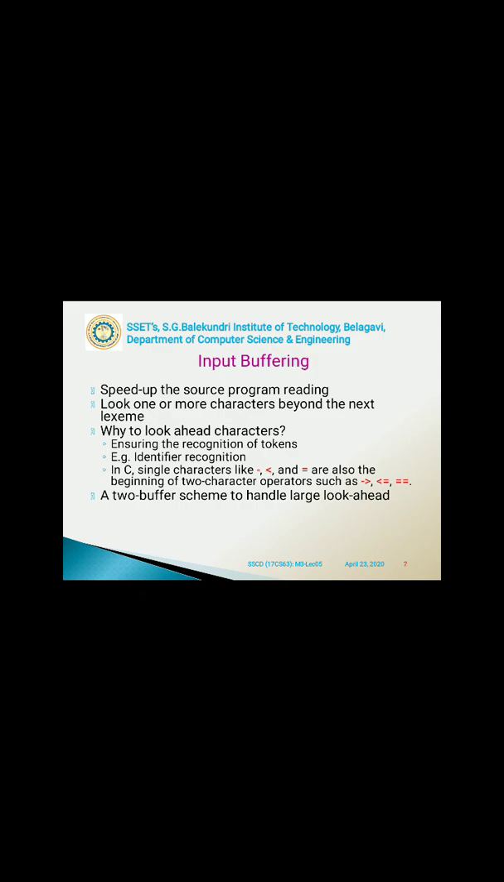So it is always essential to look one or more characters ahead before realizing that a particular lexeme belongs to a token. For that, we are going to use a two buffer scheme. Why this two buffer scheme? It is one technique which is used for looking ahead at characters, and this two buffer scheme handles a very large string of characters, that is, a larger input.